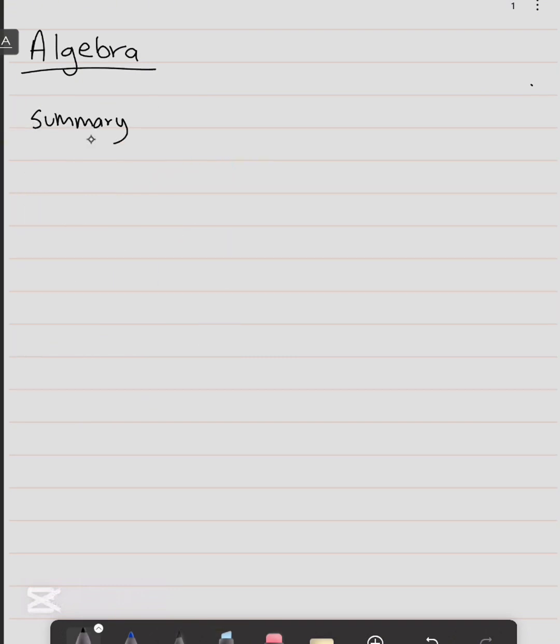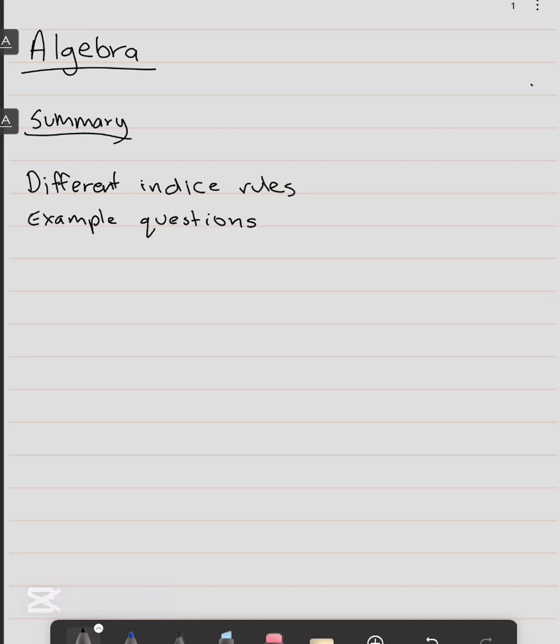Here's a summary for today's lesson. We went over all 8 of the indice rules that are most common in IGCSE. We also went over some example questions for each of them. Here are the key formulas for today's lesson.